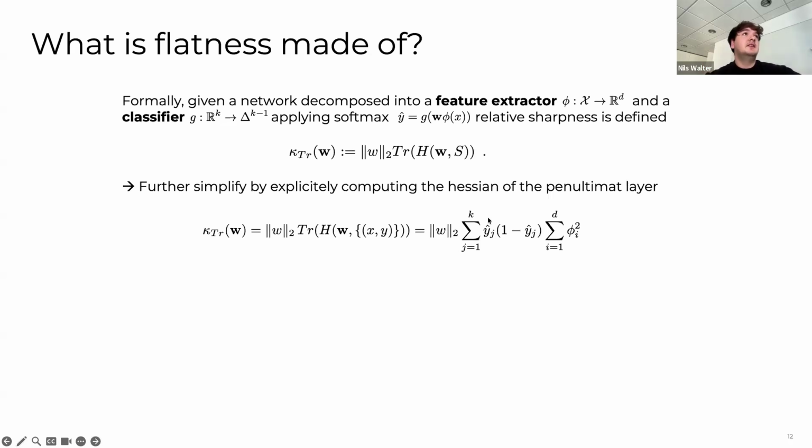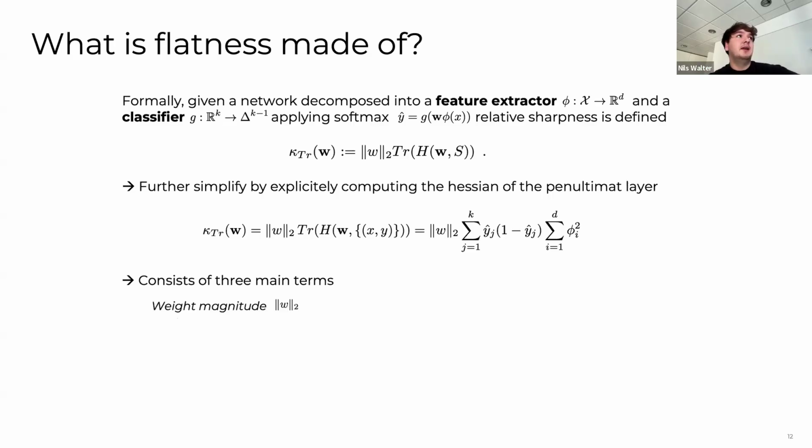Which you can see mostly consists of three main terms. It's a weight magnitude. Makes sense that this is here. So if your weight matrix in the last layer is not as big, you would expect that the model is also not sensitive. Then the next thing is that the feature scale is somehow small. Then you would also expect that your model is somewhat stable. And here, very important is the confidence term.